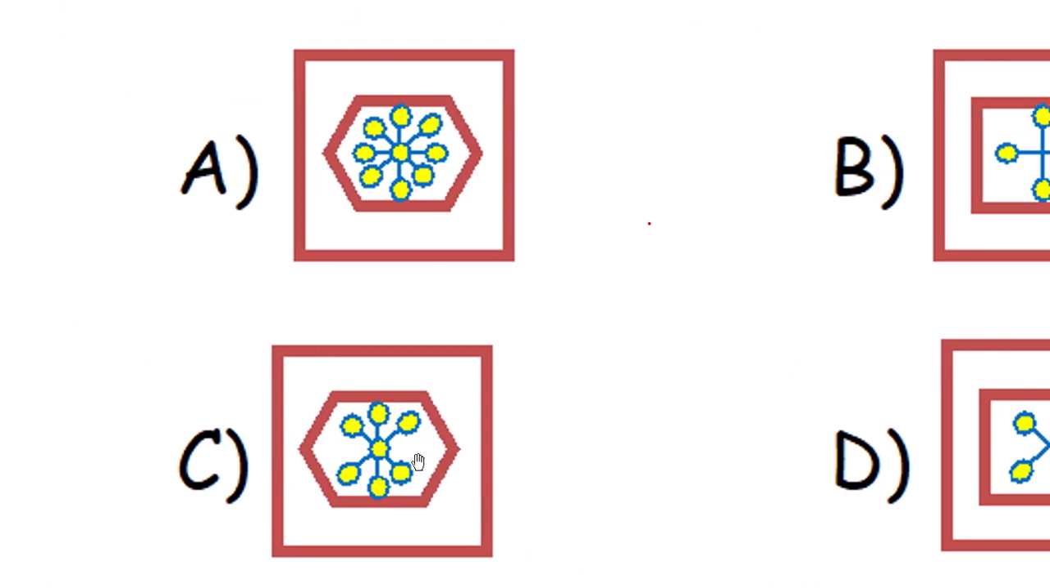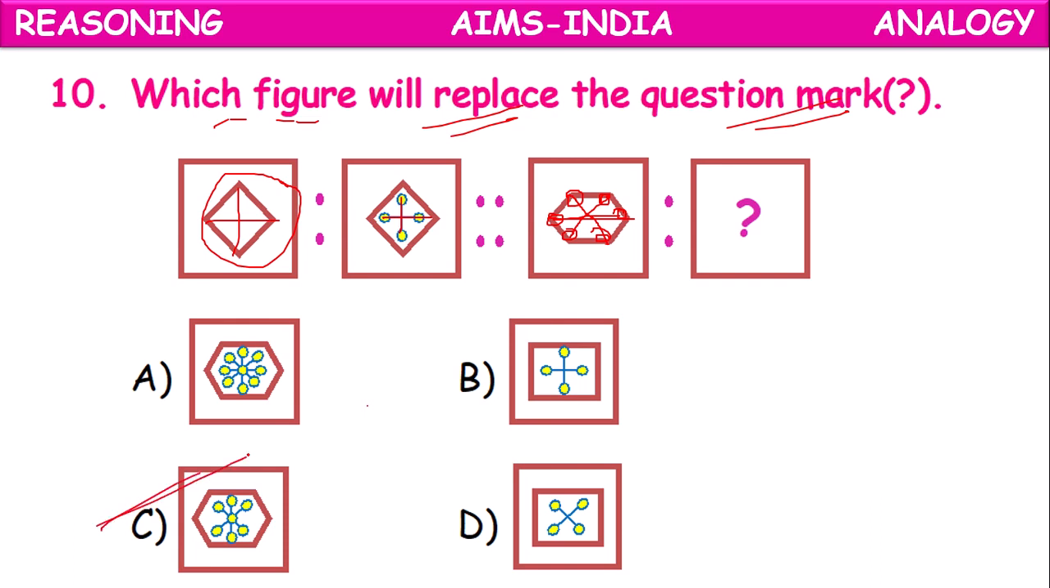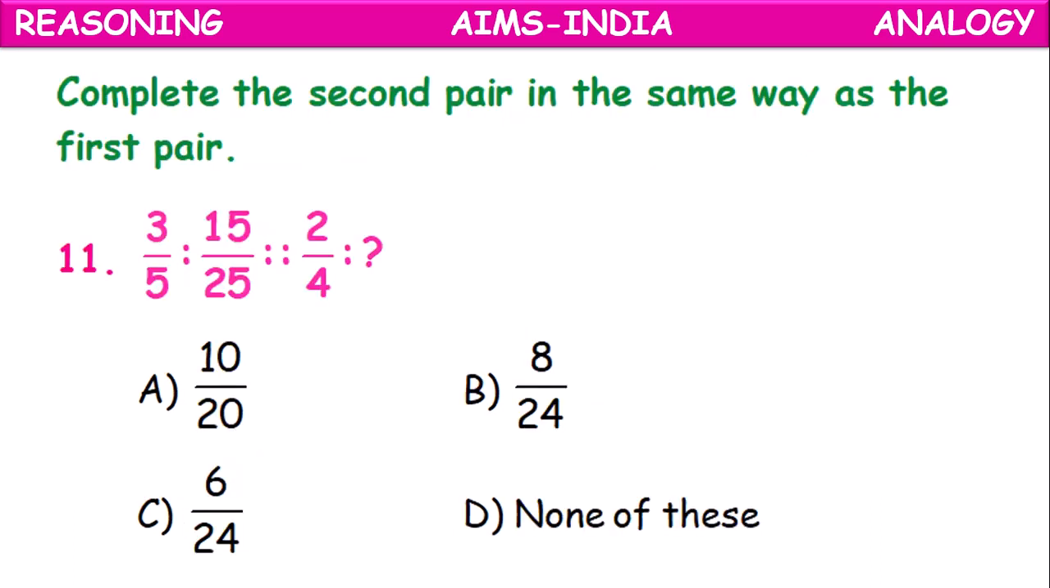So, here we are having 1, 2, 3, 4 lines. But here there is possibility of only 1, 2, 3 lines. So, option C is correct.